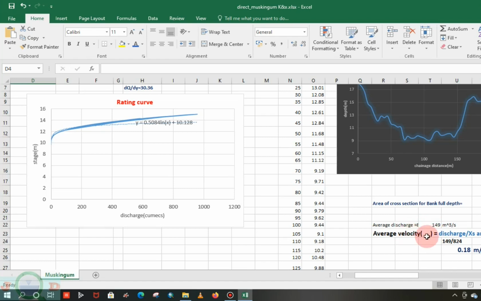So to find the average velocity, the discharge upon cross-sectional area. So the average discharge is 149 divided by cross-sectional area 824. So 149 upon 824, it is 0.18 meter per second.